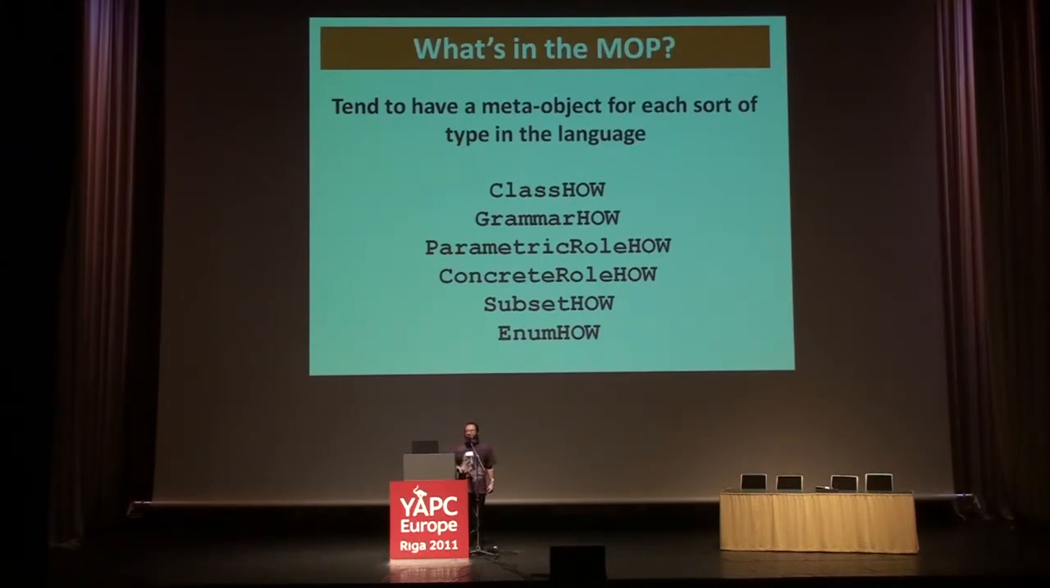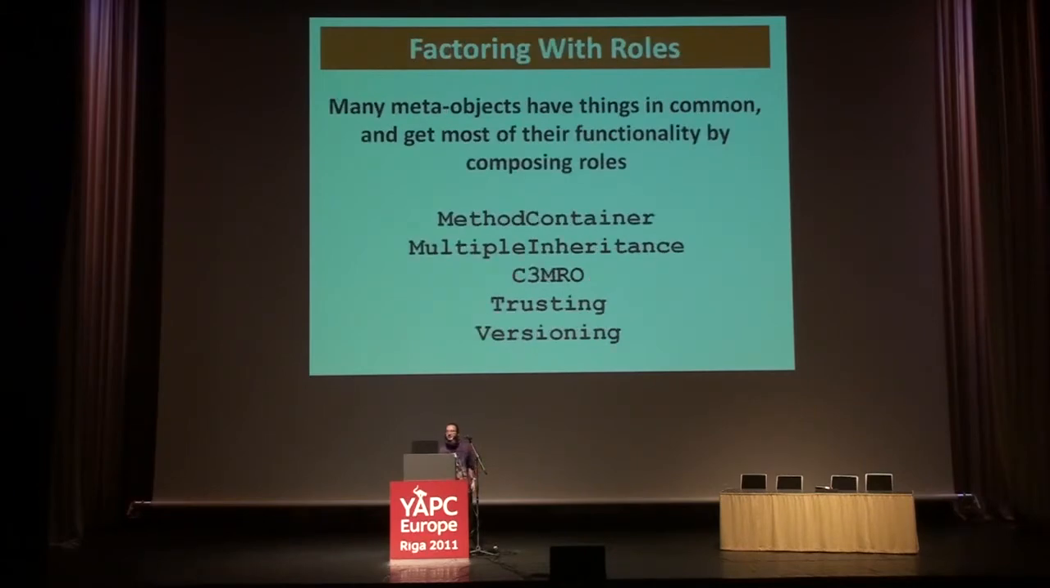Now, you might look at this list and say, that's all very well and good, but I know that when I write a class, it has methods. And when I write a role, it also has methods. And many of these all have attributes, for example. When I have a class, it does inheritance, and a grammar does inheritance as well. So you might be thinking, well, how do we get some reuse? And the answer is that we actually turn into roles. So as well as all these classes, we have a bunch of roles which provide the various bits of functionality. So most of the meta objects are just this. They're a composition of things like method container.